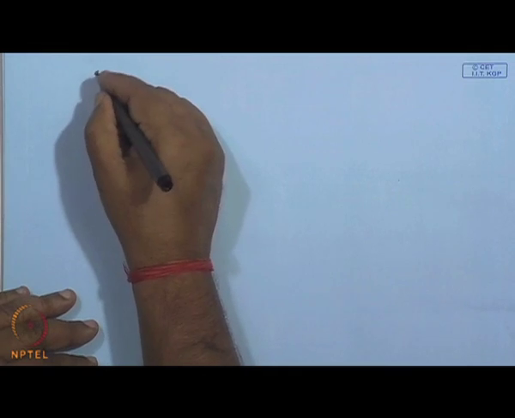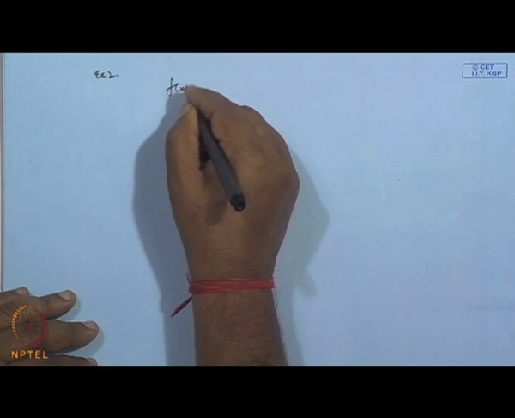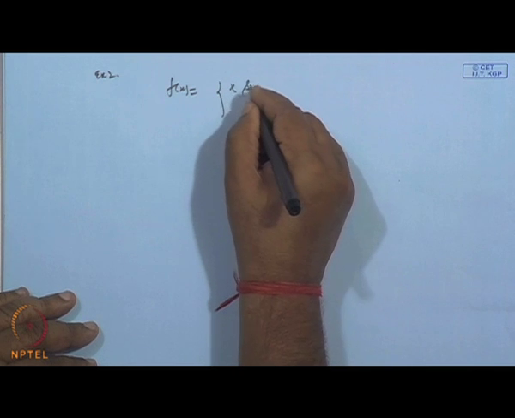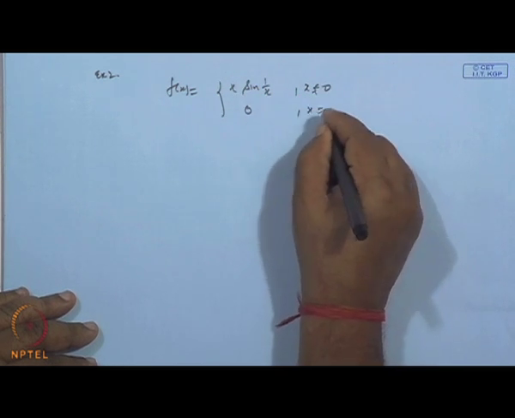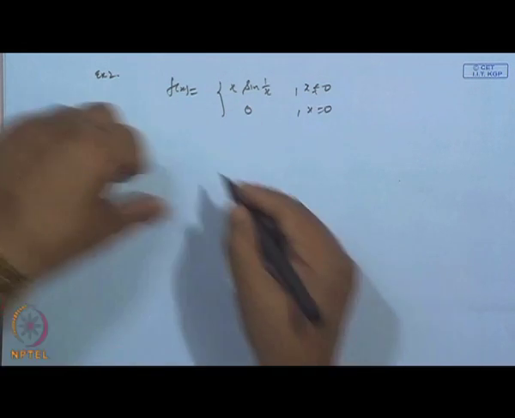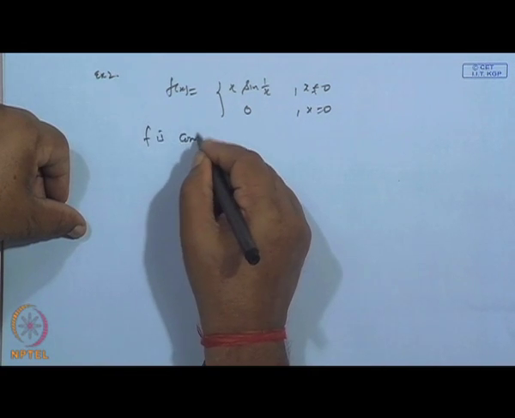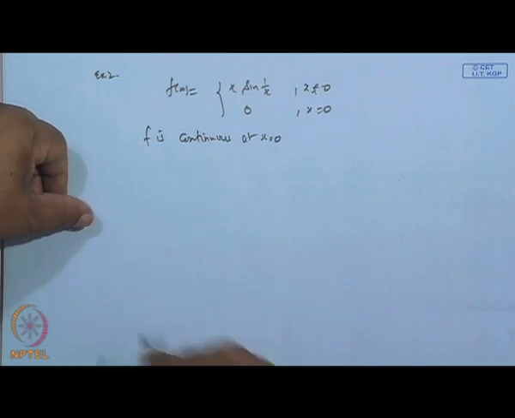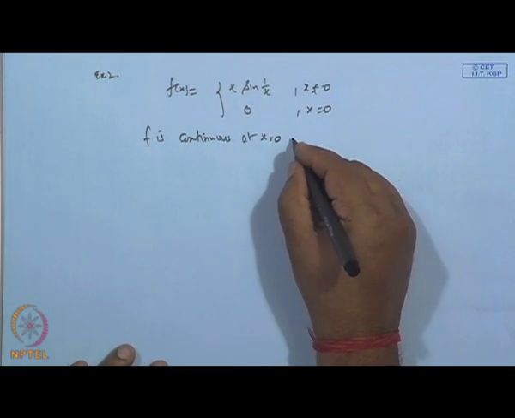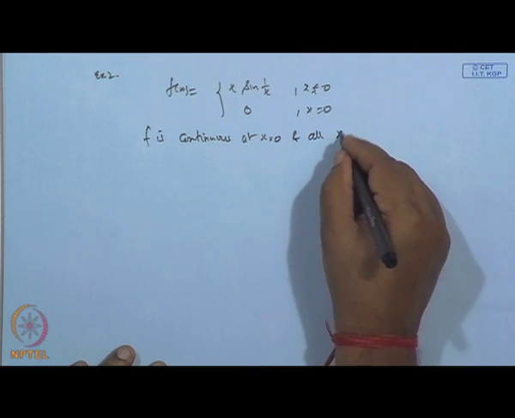If we look at f(x) = x sin(1/x), we will see in a similar way the limit does not exist. Similarly, example 2: if we take the function f(x) = x sin(1/x) for x not equal to 0, and f(0) = 0, then the function is continuous. F is continuous at 0 and also for all x belonging to R.